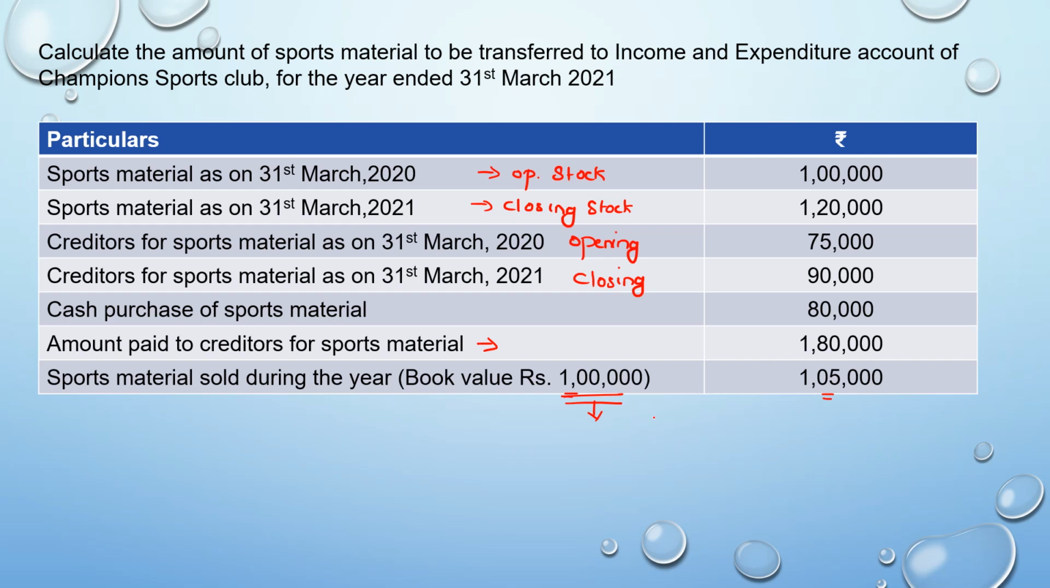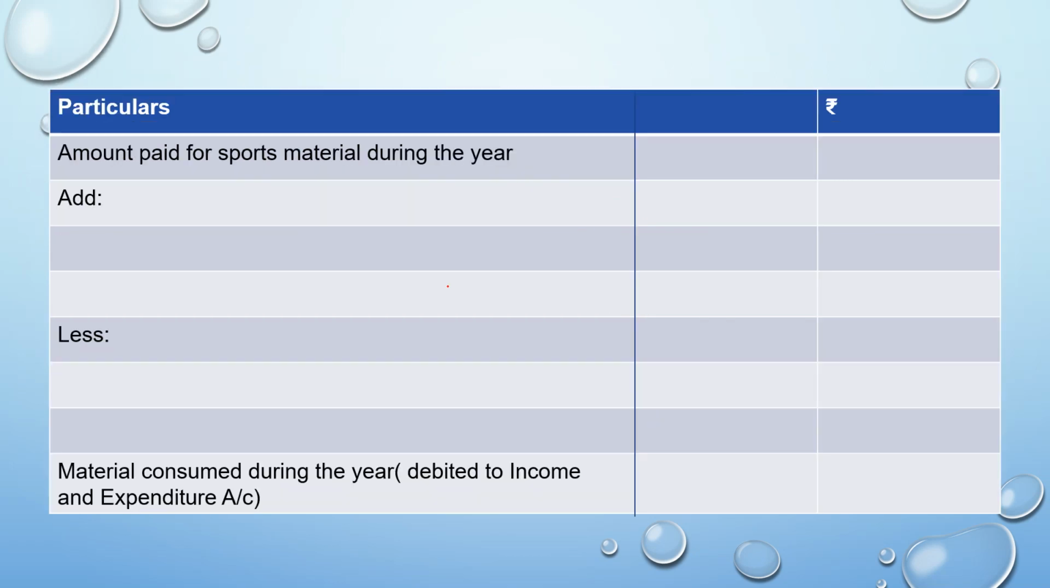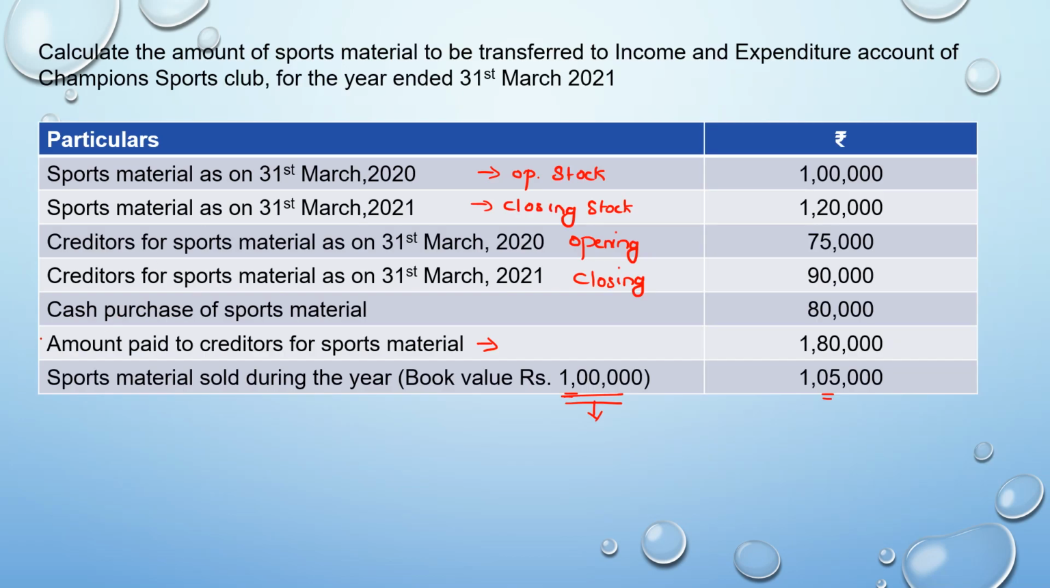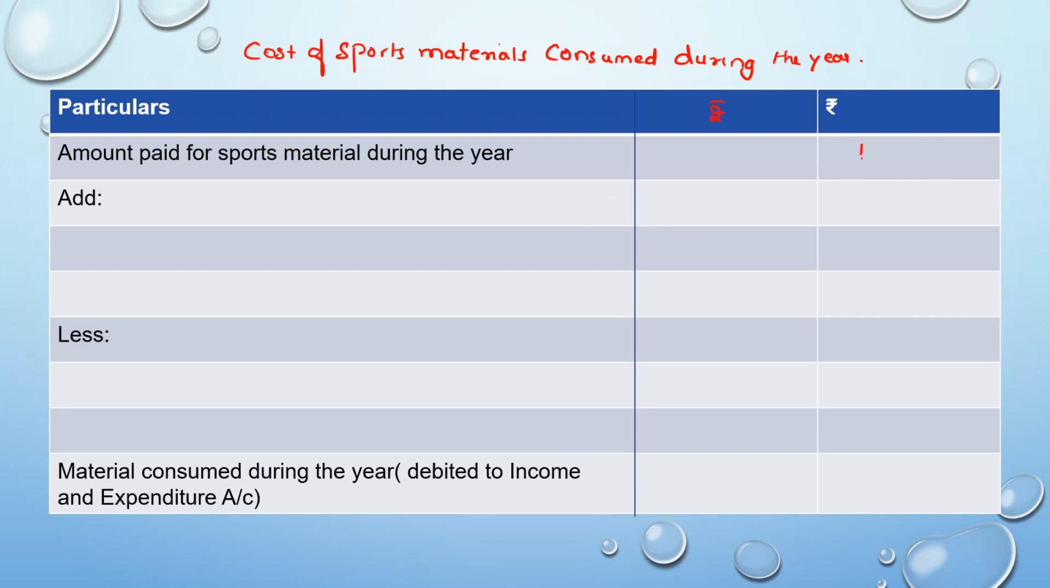So let's start. We prepare the statement. Prepare this format for the statement. This is for finding out the cost of sports material consumed during the year. Now, particulars and 2 amount columns, inner and outer column. So we start with the amount paid for the sports material during the year. So here we have this amount, that is 1,80,000. So I'm going to write that amount which is our starting.